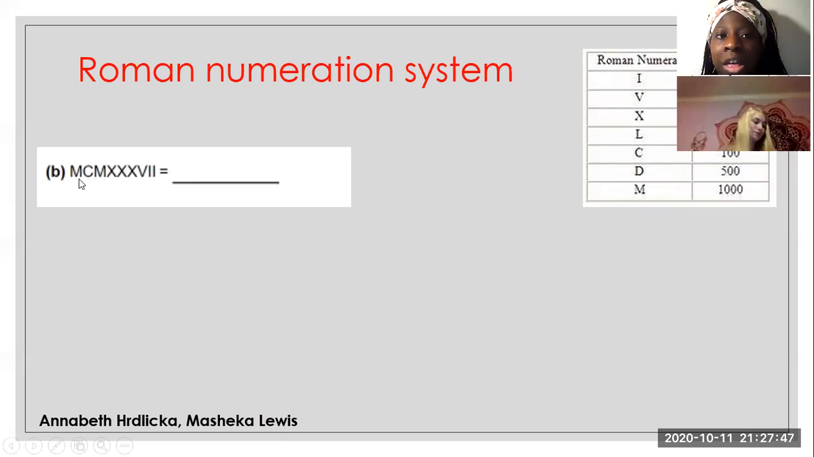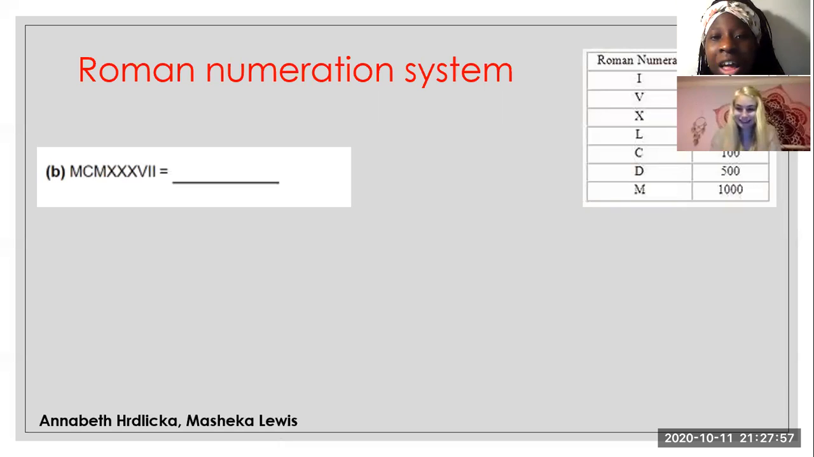So normally, to solve for this, you just add everything like you did with the Egyptian number system. So why the CM? How do you use CM? Because they're different letters.